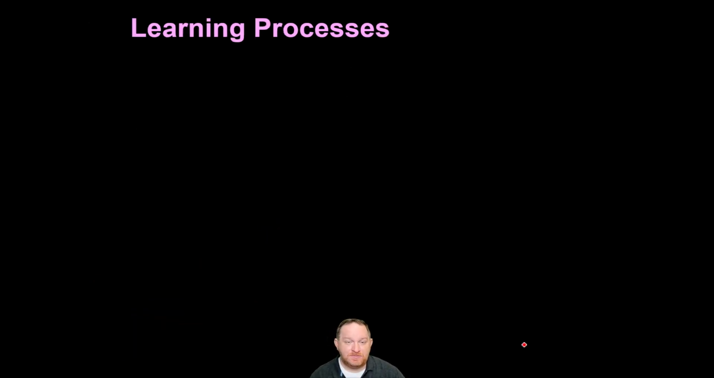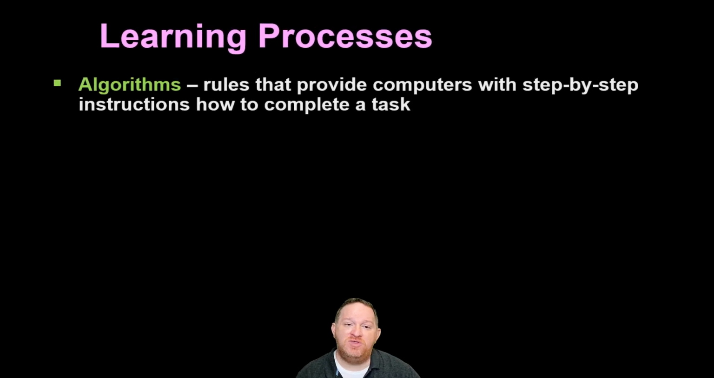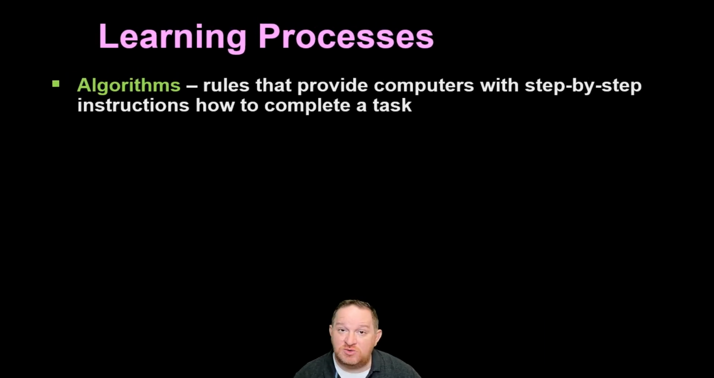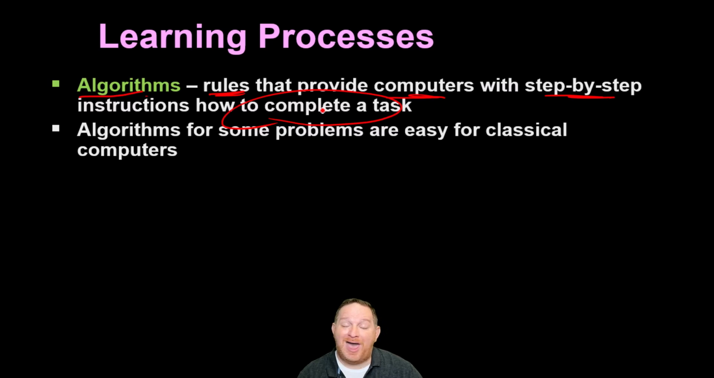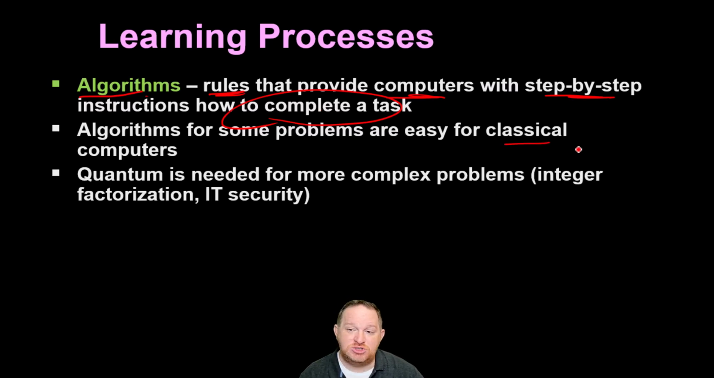Okay. So how does this work? What are the learning processes? Well, we're still going to use algorithms in quantum computing. So you may remember from a previous video, an algorithm is just a rule that tells a computer step-by-step instructions on how to complete a task. Algorithms for some problems are pretty easy. That's why we have classical computers. But for some of the bigger problems, like that integer factorization that I led the video with, we need more advanced computers.